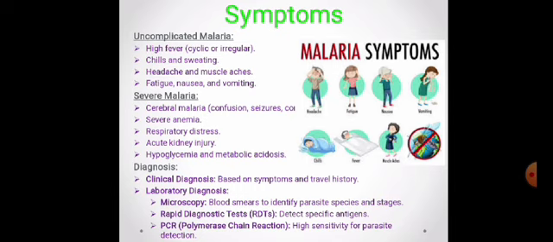Then we go for diagnosis. What are the diagnosis steps in malaria? First one is clinical diagnosis. Based on the symptoms and travel history, we can identify whether the patient is affected by malaria or not. Then the laboratory diagnosis. Initially, microscopic studies, a blood smear to identify the parasites, so basic techniques. Then we go for the rapid diagnostic test, RDT. It can detect the antigens. Then PCR, the polymerase chain reaction, is highly sensitive for parasite detection.